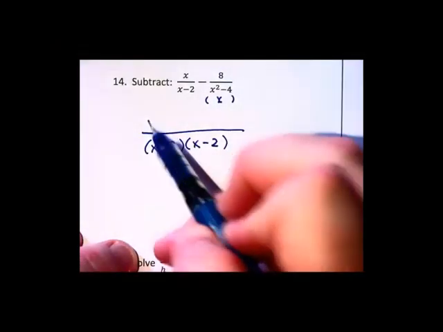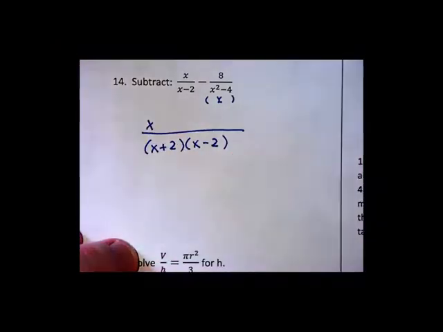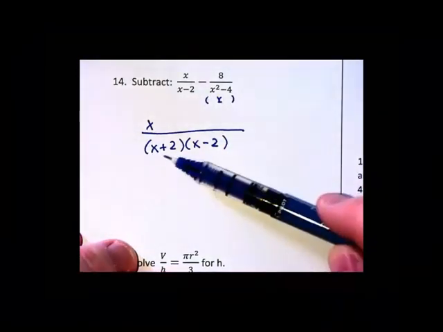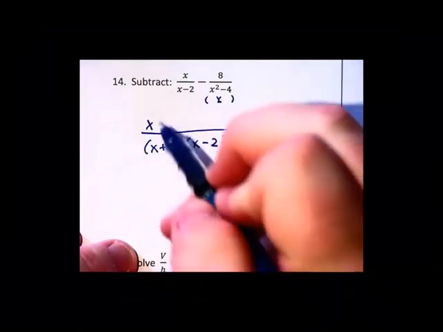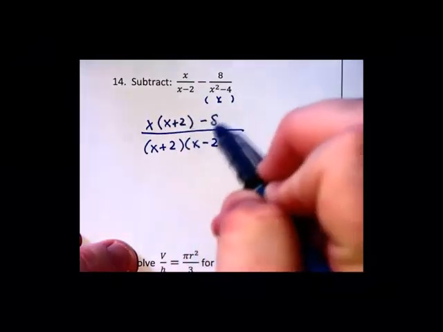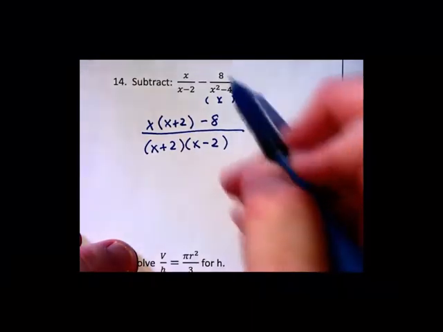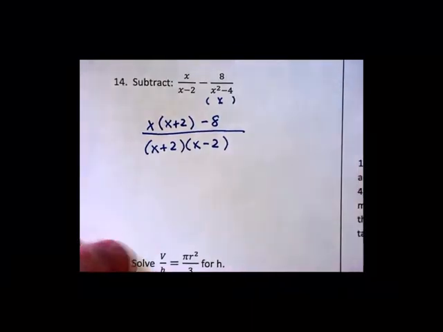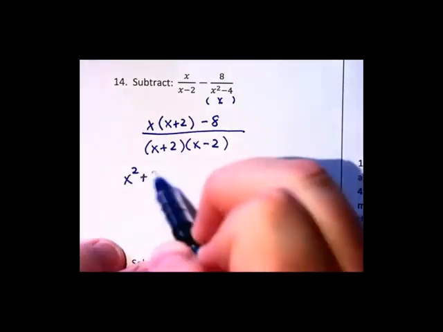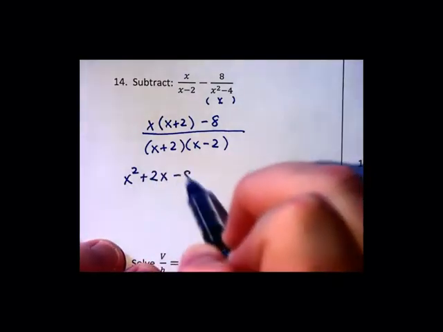So the first fraction had an x up above. Down below, the x minus 2 got multiplied by an x plus 2, so the numerator will get multiplied by an x plus 2 also. In the second fraction, there was no change down below, so there's no change up above. We distribute up in the numerator, getting x squared plus 2x minus the 8 that's already there.